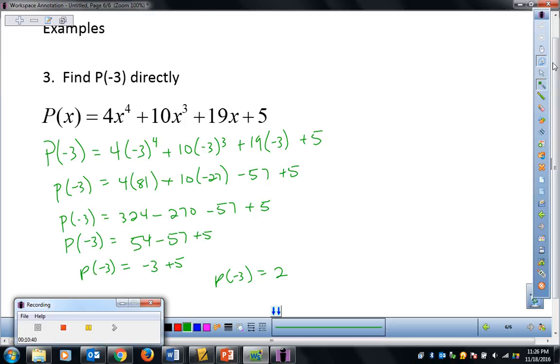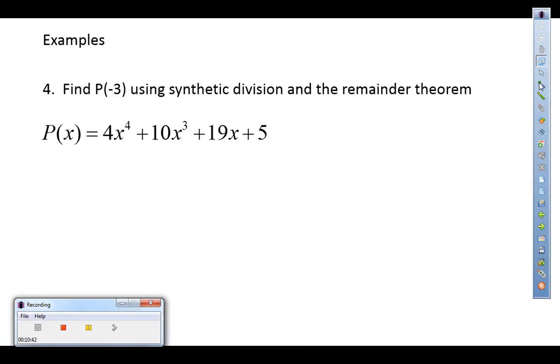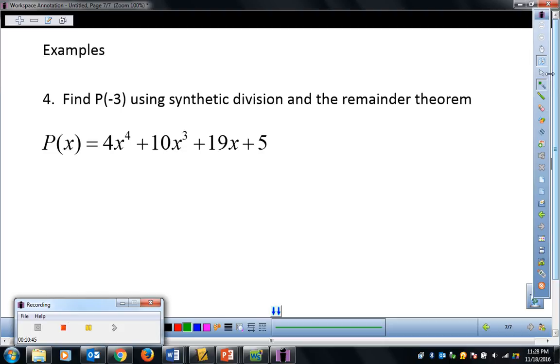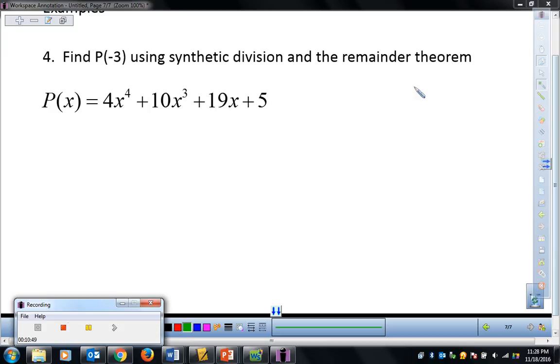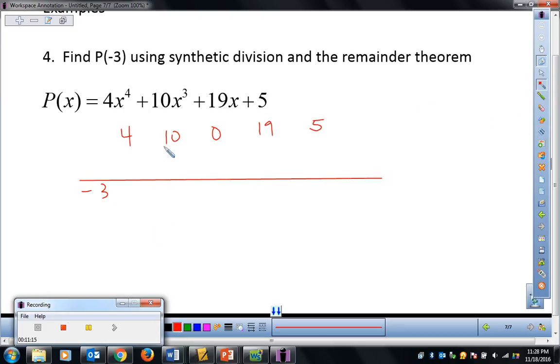So what the remainder theorem tells us is, let's try to go through it a little quicker. If we use synthetic division, we're going to look for the remainder. So I'm going to set this up using negative 3. Again, I want all the coefficients of x: 4, 10, 0 for x squared as a placeholder, 19, and 5. I'm going to divide by negative 3. So again, set up my line, bring down the first term. So I get a 4 here.